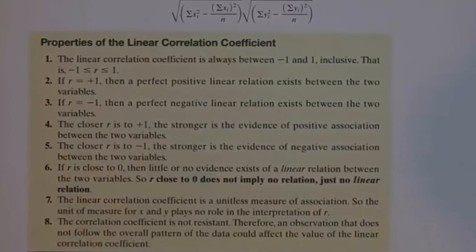So it's impossible for the correlation coefficient to equal 2. It can't happen. The biggest thing that the correlation coefficient can ever be is 1. The smallest thing the correlation coefficient can ever be is -1. So you'll always get a value between -1 and +1, inclusive.